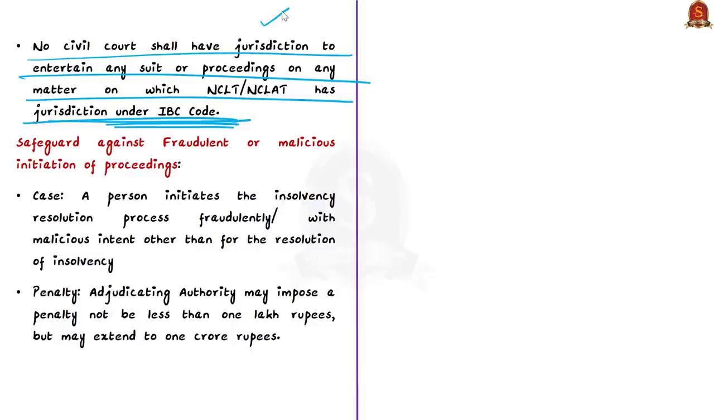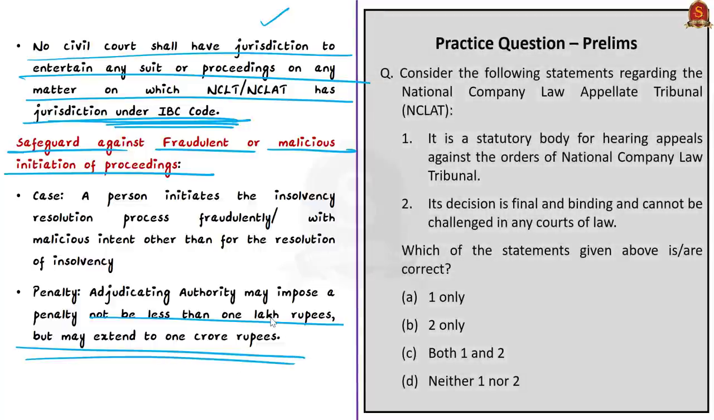Now this IBC Code provides safeguards against fraudulent or malicious initiation of proceedings. For example, if a person initiates the insolvency resolution process fraudulently or with malicious intent other than the resolution of insolvency, then the adjudicating authority may impose a penalty. Such a penalty shall not be less than 1 lakh rupees but may extend up to 1 crore rupees. So these are some of the information with reference to the analysis of this news article wherein we discussed NCLT, NCLAT, and a few provisions from IBC.